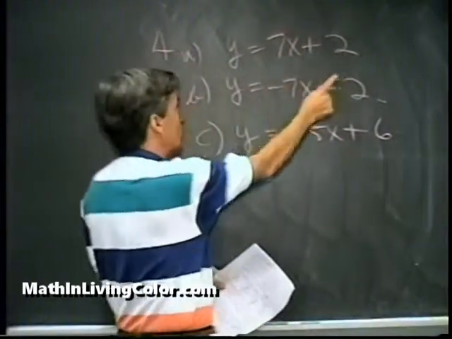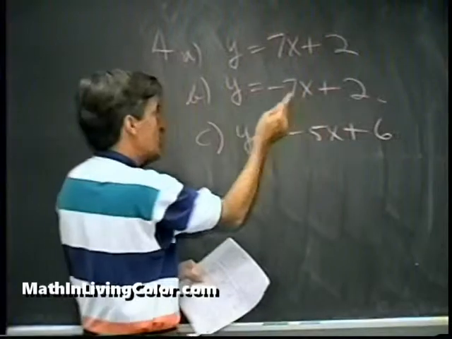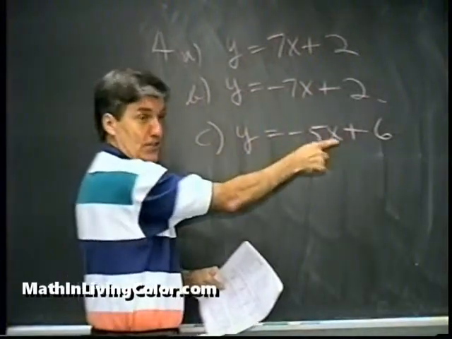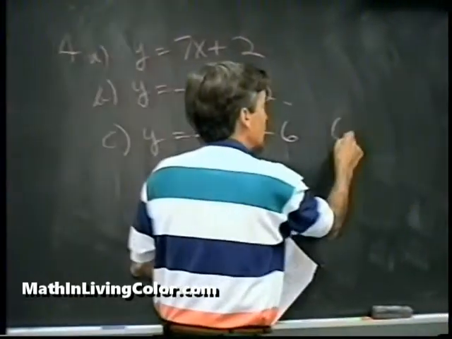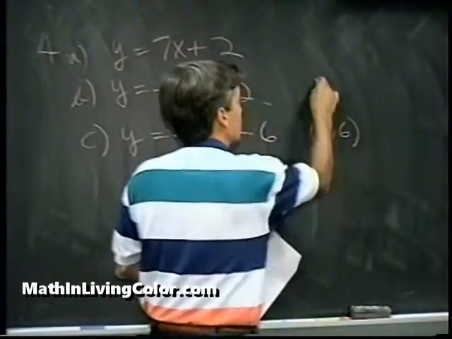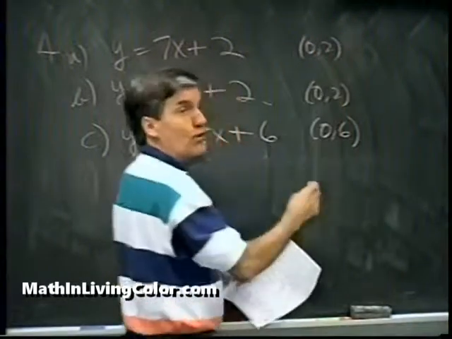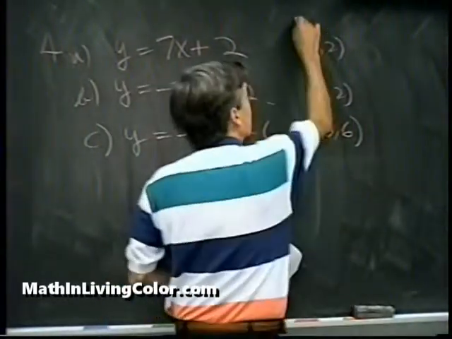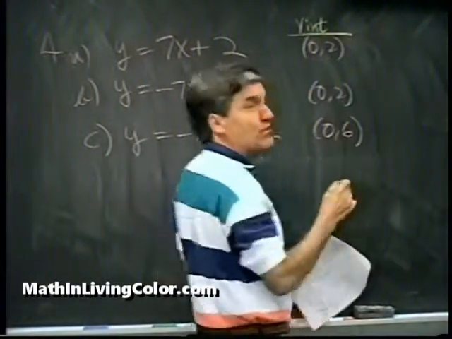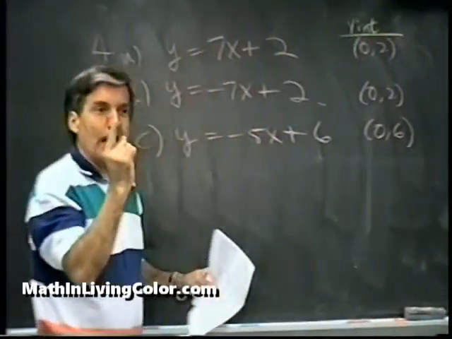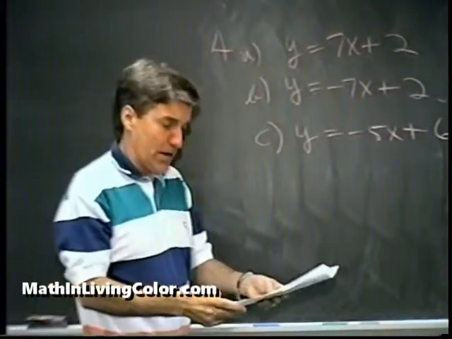What's the y-intercept in B? What's the y-intercept in C? 6. Now, if you ever have to write this as an ordered pair, you'll have to put (0, 6), (0, 2), (0, 2) for the y-intercept. These are the y-intercepts because a lot of times we want to emphasize that at the y-intercept, x equals 0. Because that's what a y-intercept is all about.